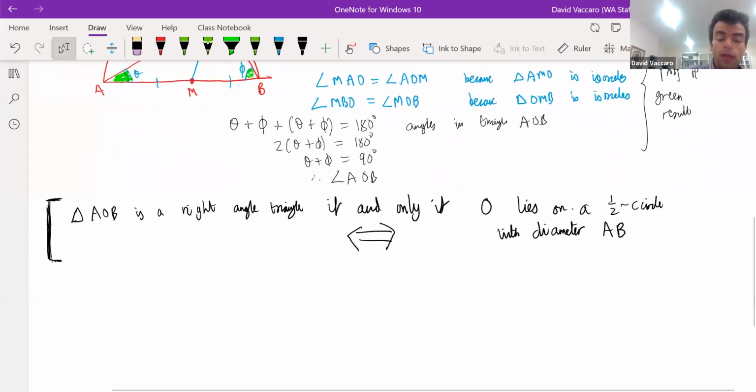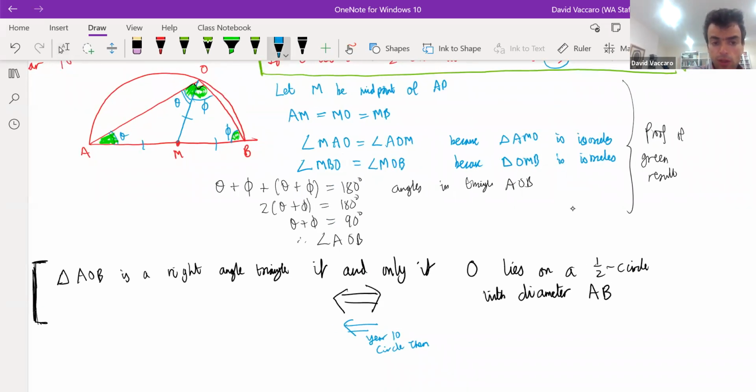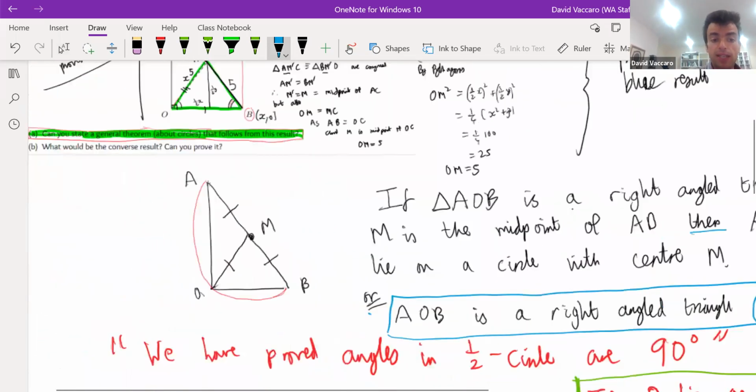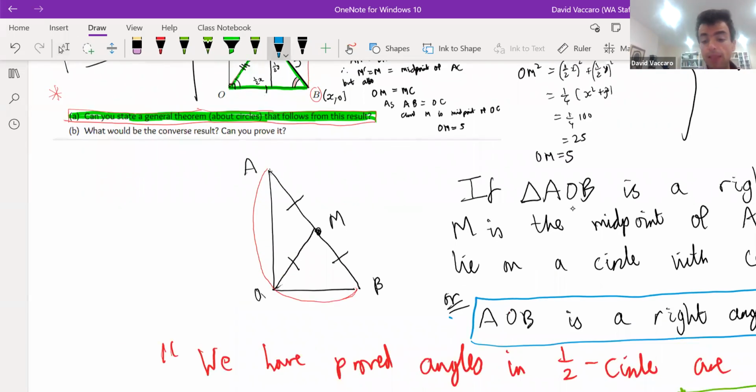Okay, so you're in school in year 10. This is the year 10 circle theorem, that if you've got a semicircle, then the point on the semicircle makes a right-angled triangle. The forward result, so the converse result to that, is the one that we've proved in this question about the ladder.